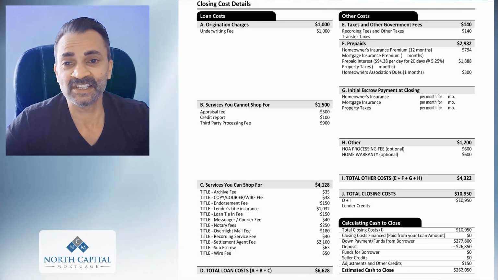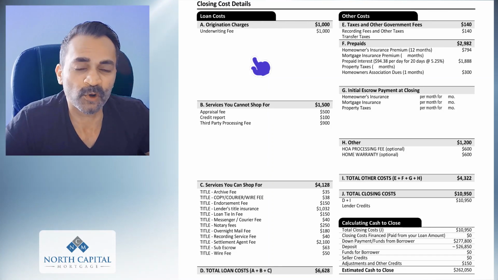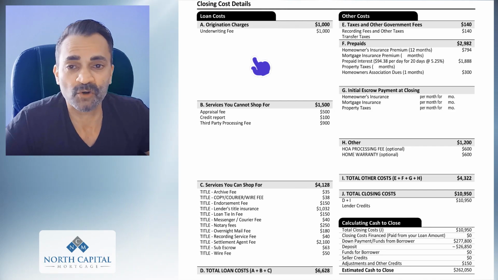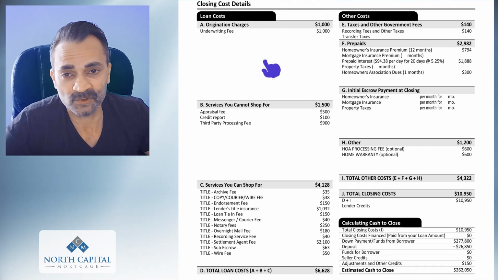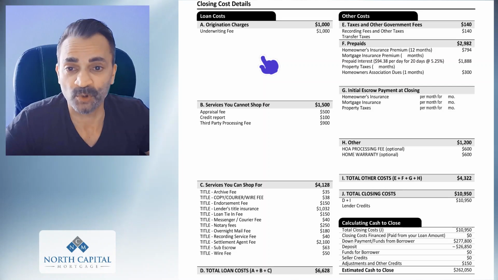This is going to give us the details of the fees and who you are paying them to. So pretty important. Section A, this is your underwriting fee, lender fee. If you're going to be buying down the interest rate, those points are going to be listed here. And if you're paying a broker fee, you can see that here as well.